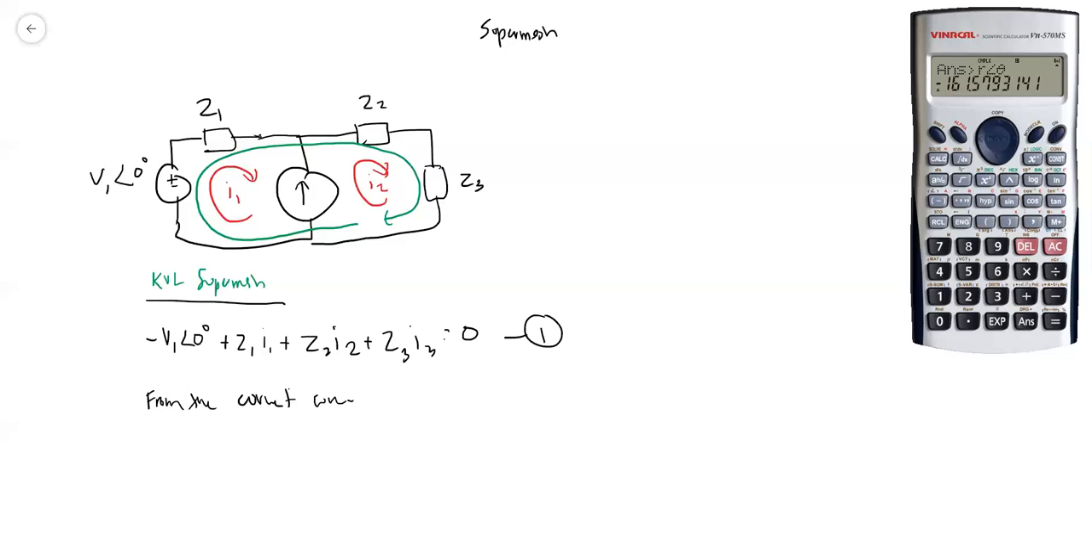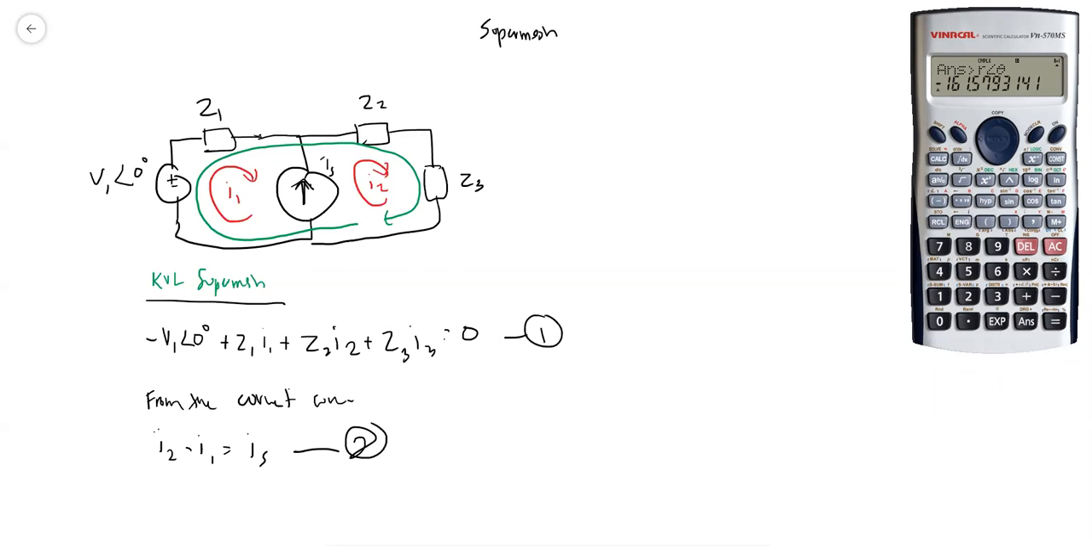From the current source, if you put I1 minus I2 equal to maybe this one is IS, is it correct? No, not correct. Why? Because the direction of the current is not the same. So what you need to do is write down I2 instead: I2 minus I1 is equal to IS. So this is the second equation.